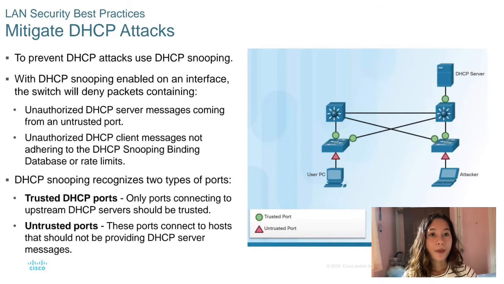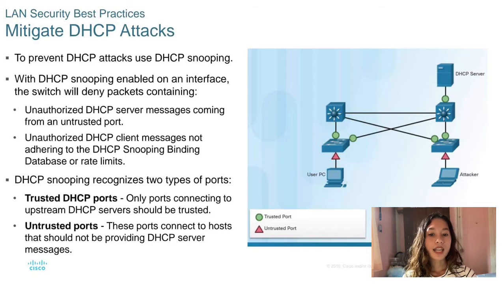Mitigate DHCP attacks. To prevent DHCP attacks, use DHCP snooping. With DHCP snooping enabled on an interface, the switch will deny packets containing unauthorized DHCP server messages coming from an untrusted port, and unauthorized DHCP client messages not adhering to the DHCP snooping binding database or rate limits.